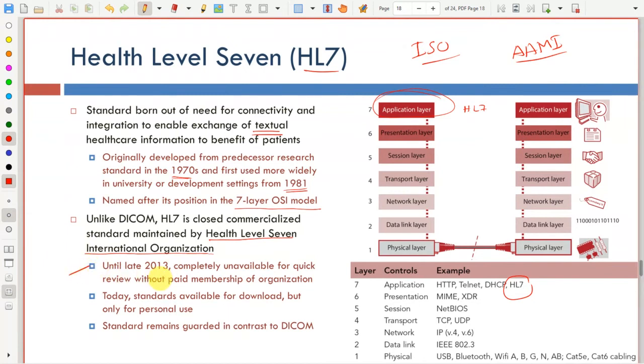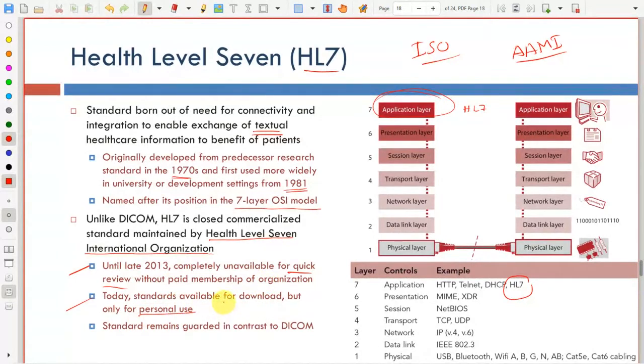Until 2013, it was completely unavailable for quick review even, okay? You cannot even look at certain parts of it, like a quick review just to know exactly what it contains, without paid membership of the organization. So you have to be a member of this organization in order to be able to access that standard. Due to the pressure from the community, from the industry, and from the researchers, it became available for download, but only for personal use after that.